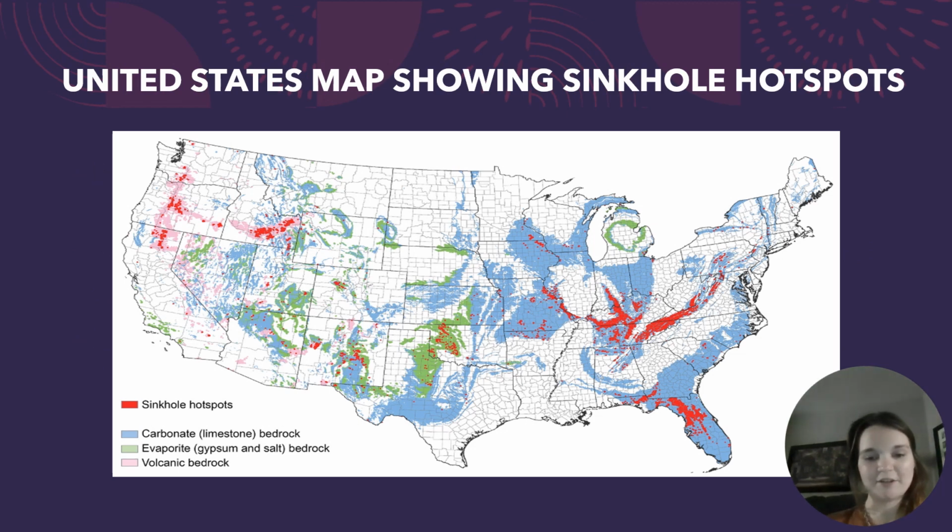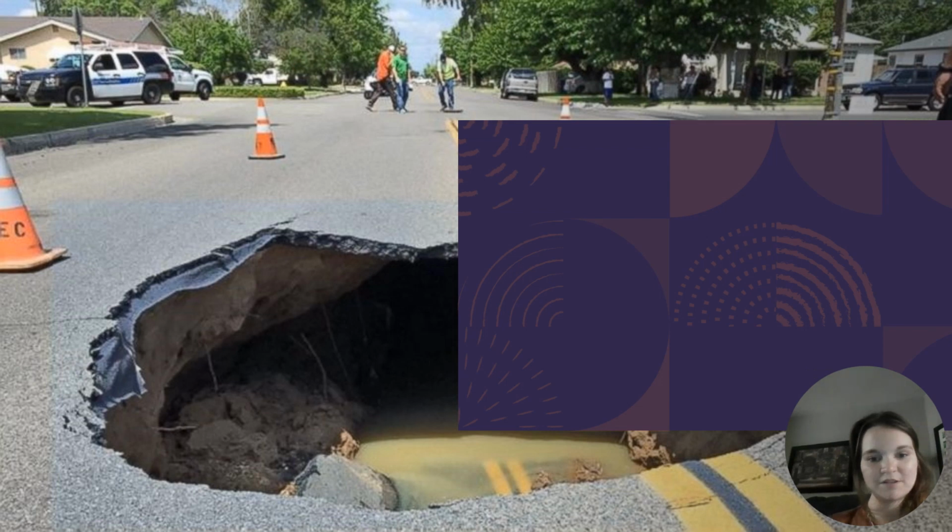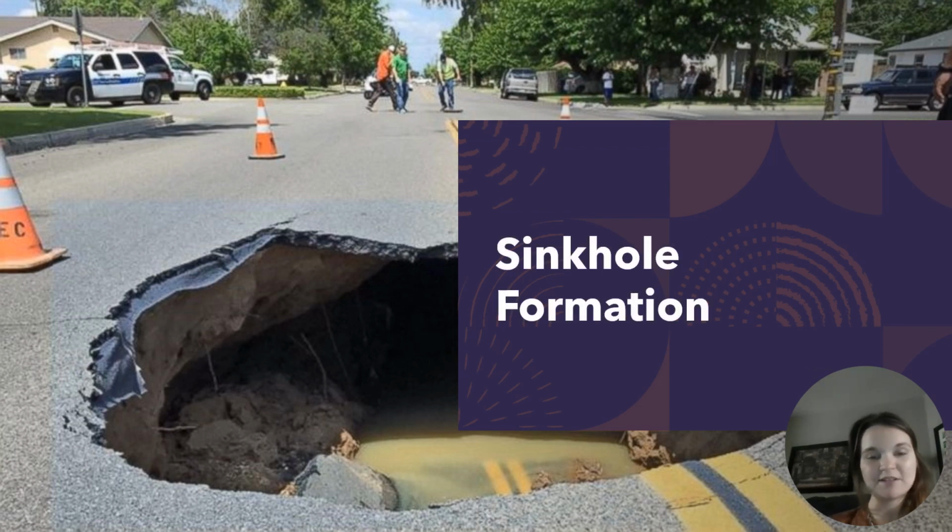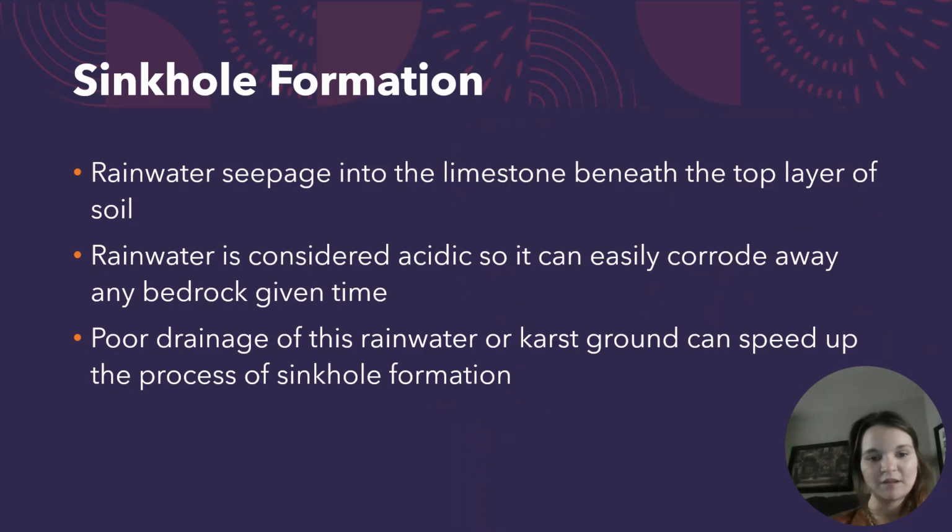As you can see in this image, as talked about in the last slide, 30 to 40% is either a sinkhole hotspot, which is covered in the red, or it's got karst ground, which can be seen in the light blue, the light green, and the pink areas. So all of these are very prone to sinkholes forming. So next we're going to talk about sinkhole formation.